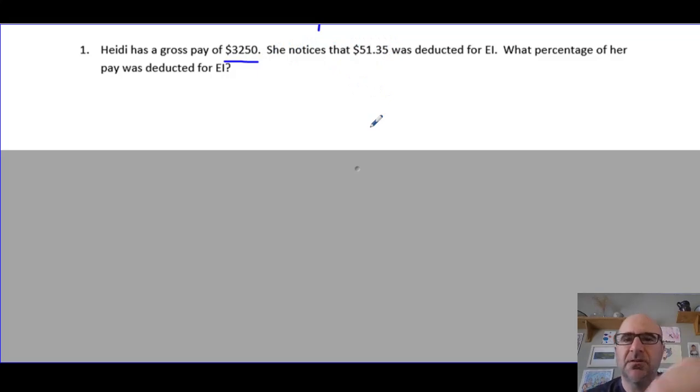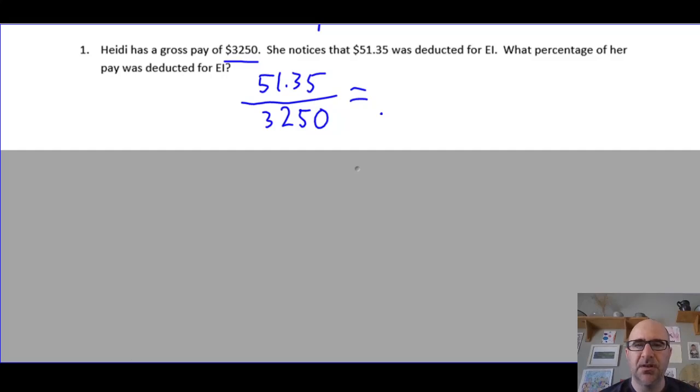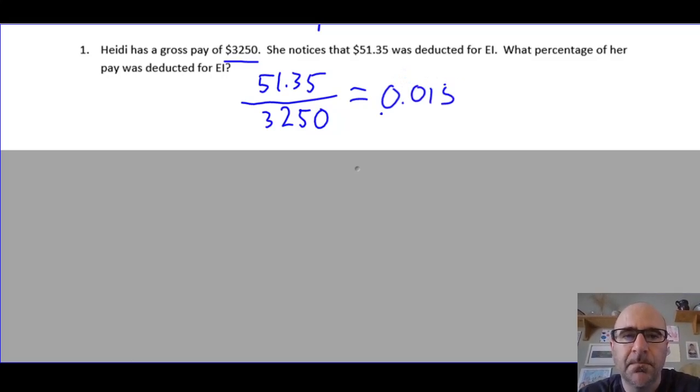So the first thing to do here is to divide. I'm going to take the $51.35 and divide it by 3,250. When you do that, you should find you get 0.0158. Now let's just talk about what that means. Basically, you've figured out that for every dollar she made, $0.0158 were deducted for EI.